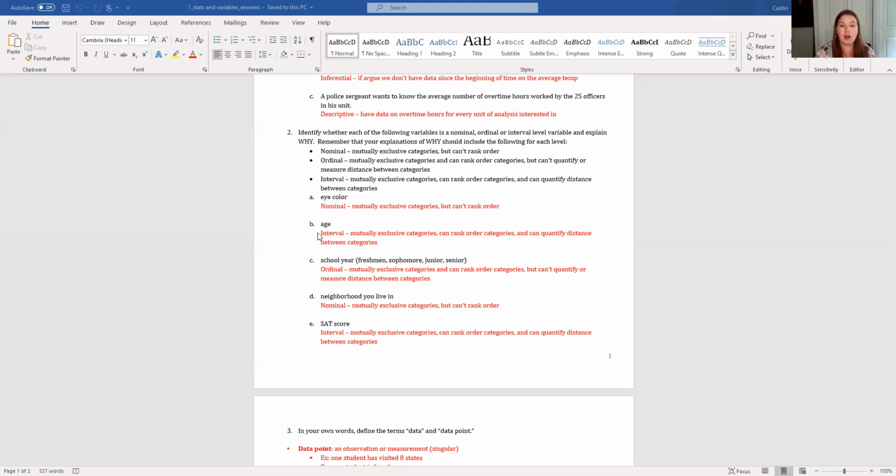For age, now we're thinking about, are they mutually exclusive categories? Yes, either you're 18 or you're 25. Can we rank those categories in some logical order? Yes, right? You can go from low numbers to high numbers, that they go in a set order. And then the third part is, can you quantify or measure the distance between categories? And for somebody's age, we absolutely can. We can say the person who's 25 is 7 years older than the person who's 18. If you can measure or quantify the distance between categories, then we know that it's interval.